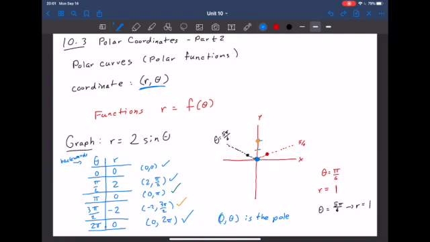Sorry, let's make it nicer. 0, pi over 6, pi over 4, pi over 3, back to pi over 2. And then we'd have, let's see if I can do it. 2 pi over 3, 3 pi over 4, 5 pi over 6, and then pi, we're back at the pole.